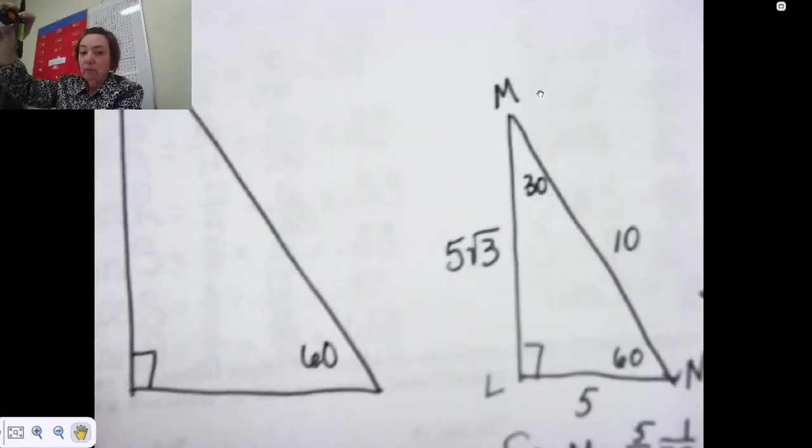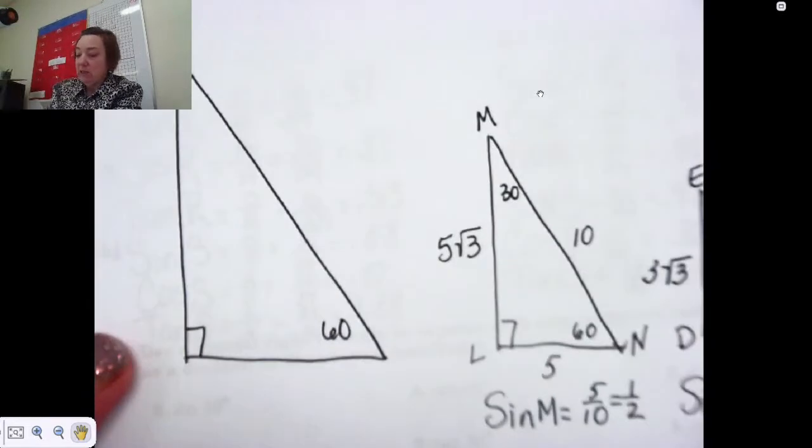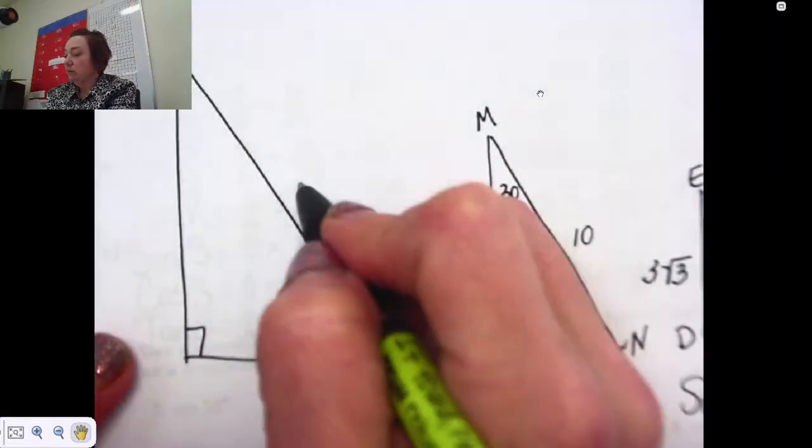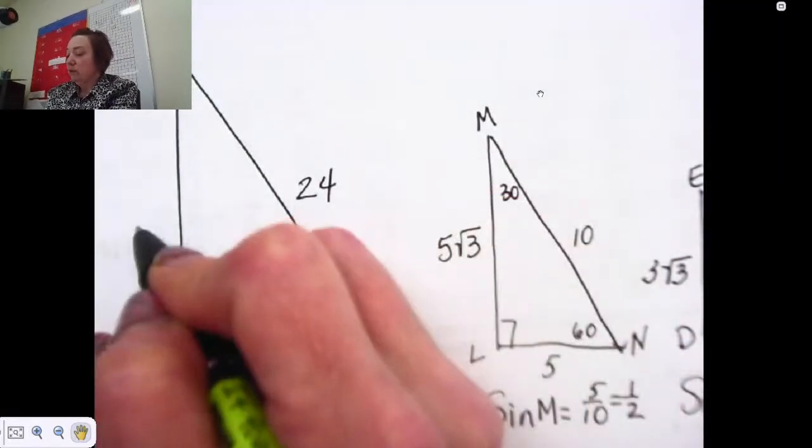What if we do this big guy? And let's say I tell you that this side right here is 12. What is this side over here? What is this side over here?